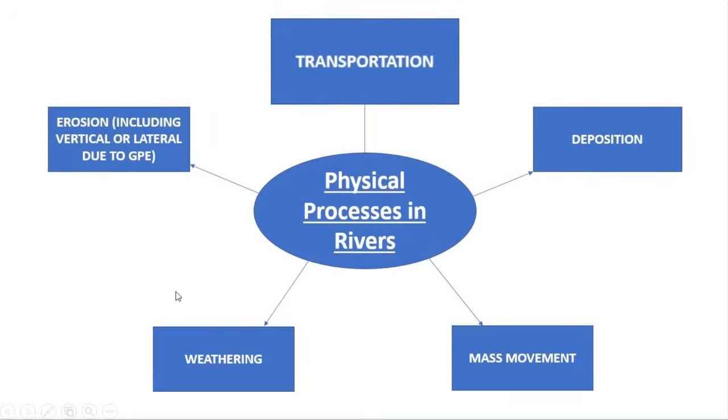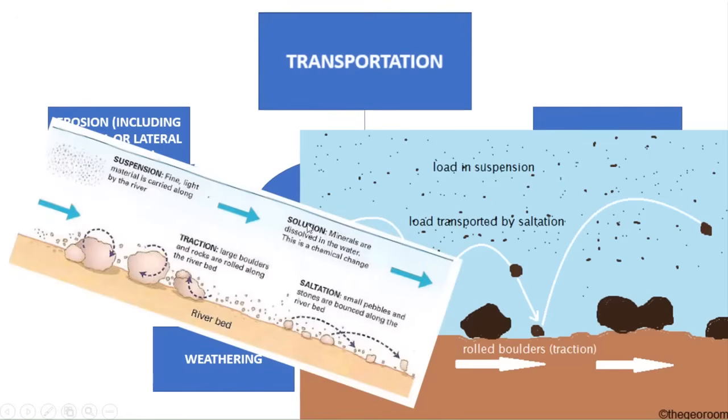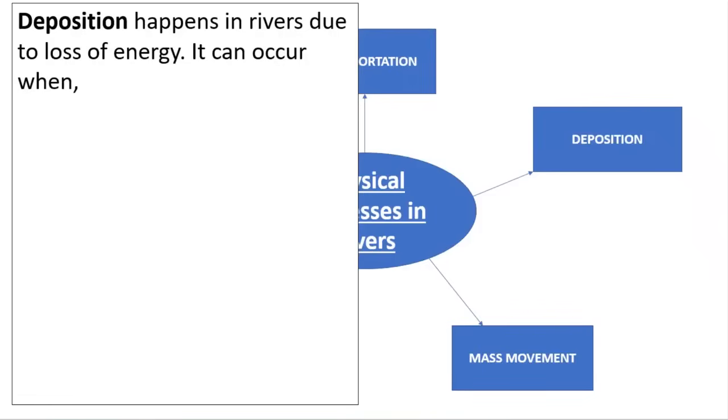Transportation, again, I don't need to dwell on this. Exactly the same. You've got traction, rolling the boulders along the bottom, saltation, bouncing them, suspension, suspending them, and you've got solution, which is minerals dissolved in the water. What you don't have, because it's not, again, at the coast, is longshore drift. There's no wind interaction whatsoever. It's just gravity.